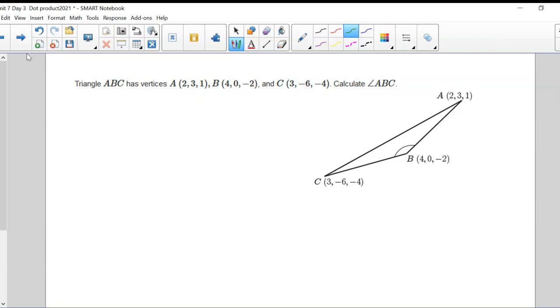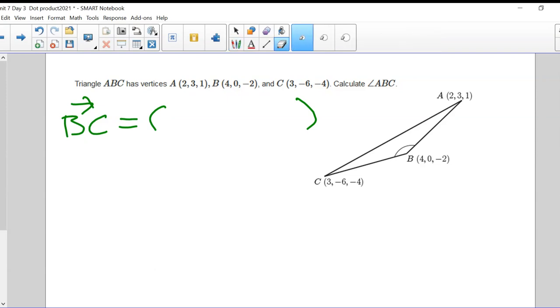Okay, so first things first, what is the BC vector? What are the components of the BC vector? That's what we need to figure out. Now, does anybody remember how we do that? We have done this before. Remember, I'm going from B to C. Remember that. That's important.